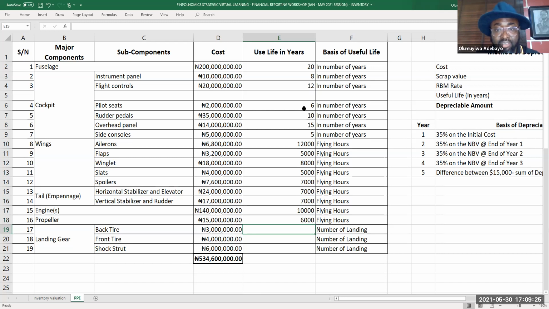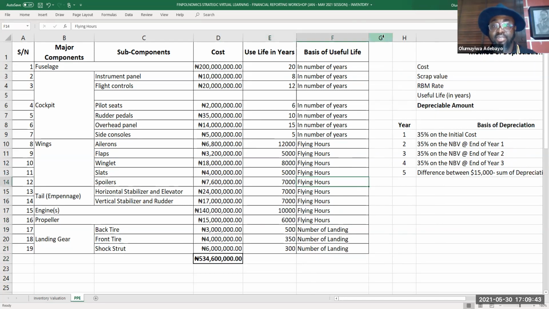Back tire, number of landings, 500 landings. Front can be 350 landings because of the impact. Stroke can be 300 landings. Okay, these are the parameters given to us.